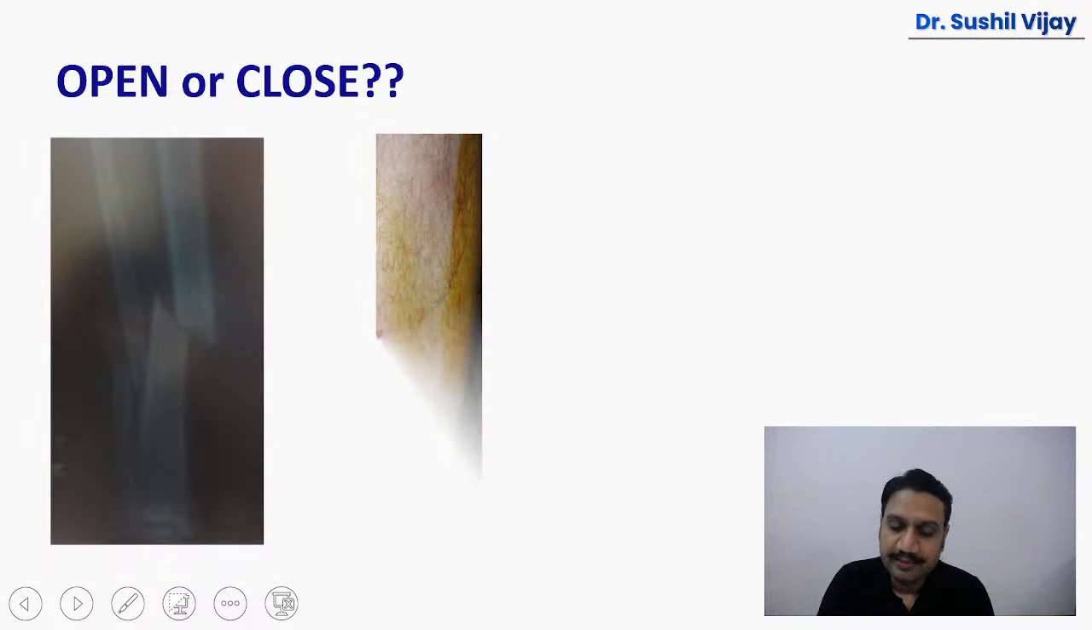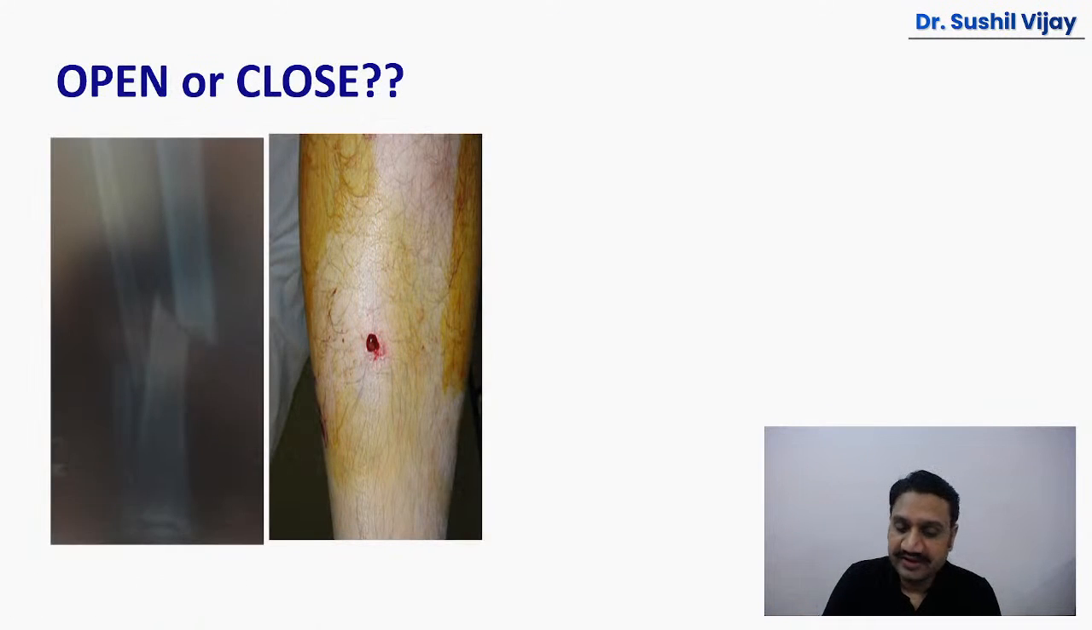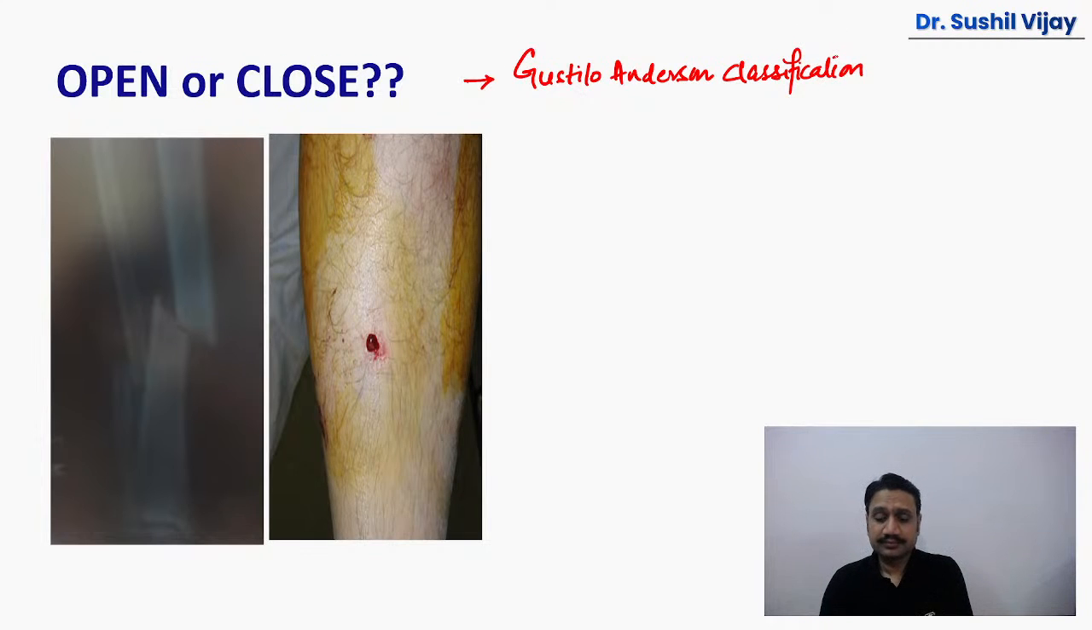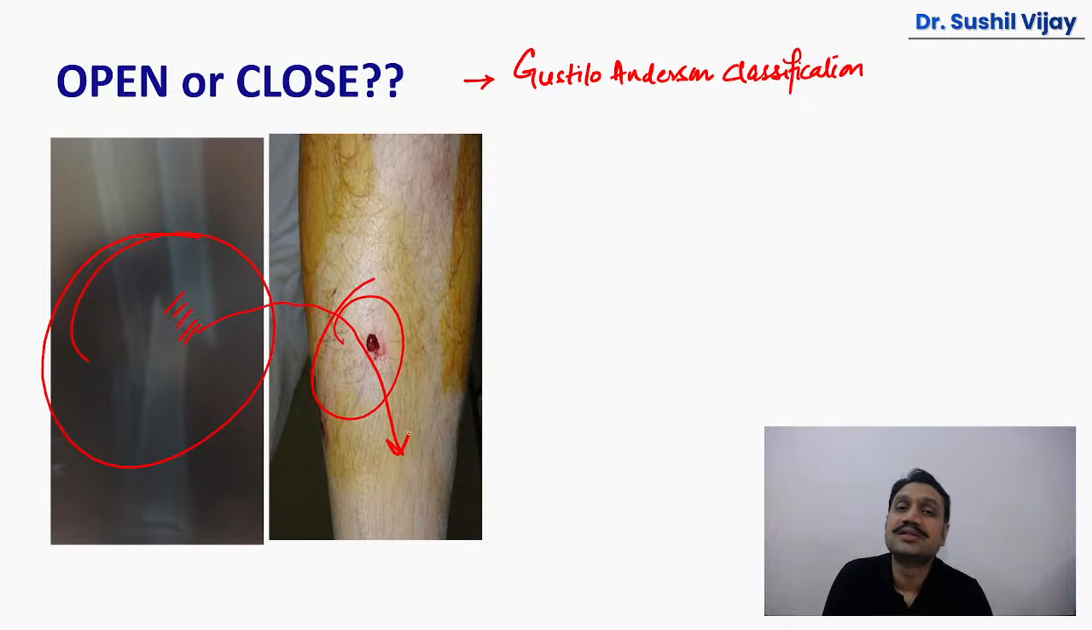Please remember the open fractures. How do you classify the open fracture? What is the classification used for the open fracture? It is the Gustilo-Anderson classification. If you remember that, Gustilo-Anderson classification is for the open fractures. When the blood from the fracture site can come out of the skin, it is known as an open fracture, and the classification will be by Gustilo-Anderson.